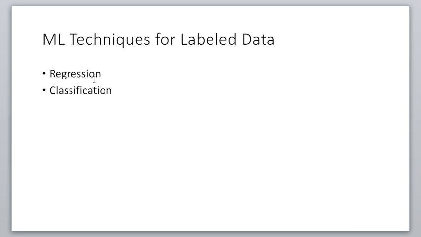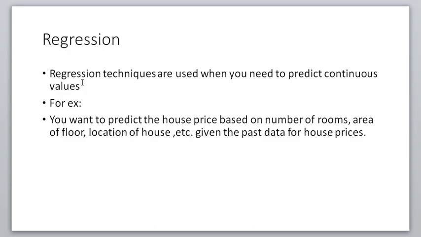Now, the ML techniques for labeled data. When we have labeled data, we can use two techniques. There are others as well, but these are the most important, which are frequently used. The first one is regression, and the second one is classification. In regression, when you want to predict something which is continuous, we will be using regression.